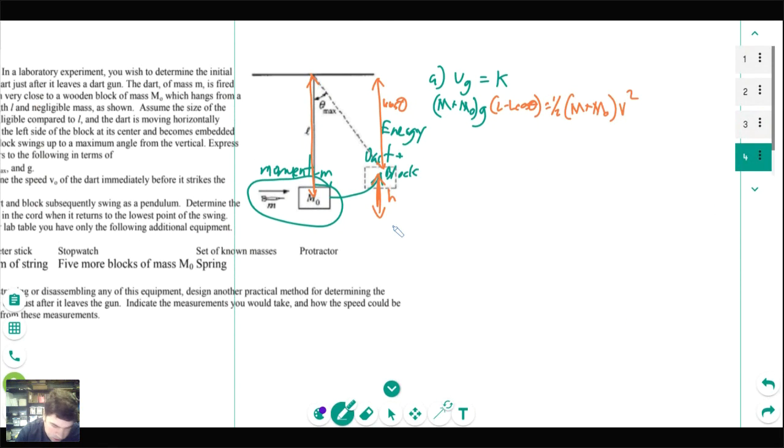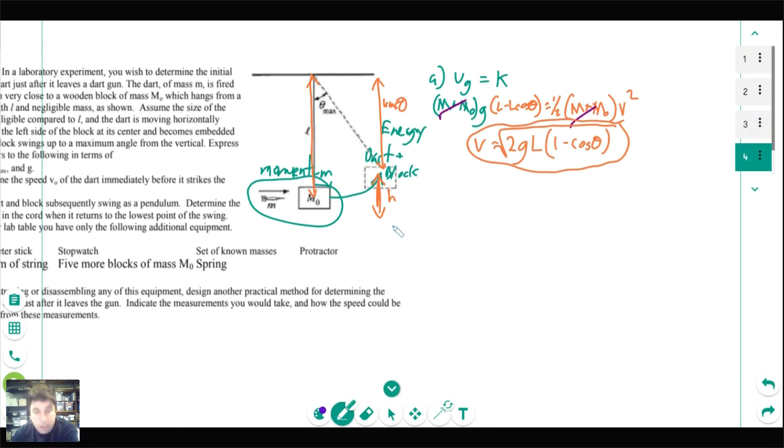All right, some good news: those masses are the same, so they can disappear. That's really good, actually. So our velocity is going to be, multiplying by the 1/2, the square root of 2gL(1 minus cos theta). And there's our velocity after the collision. Now, we're only half done. We need to find the velocity of the dart immediately before it strikes.